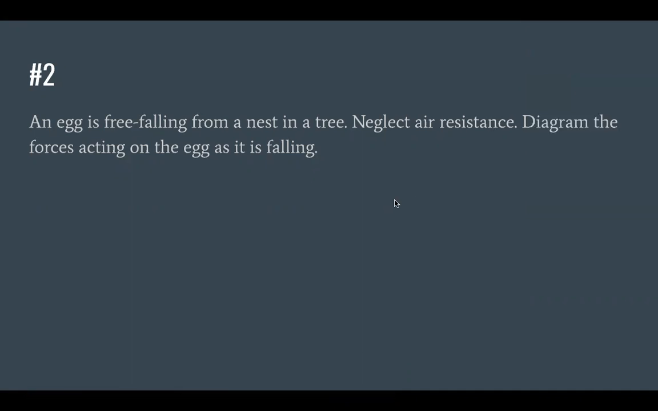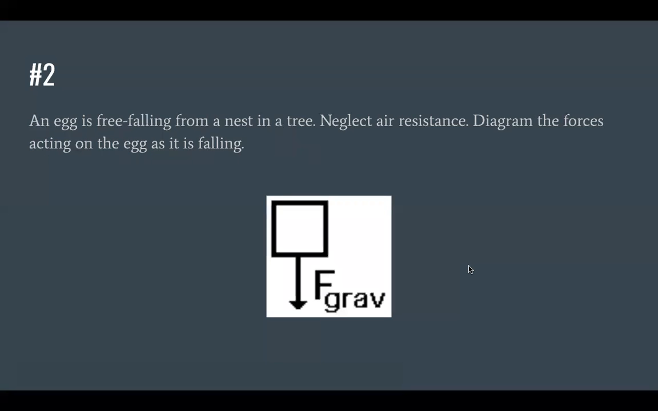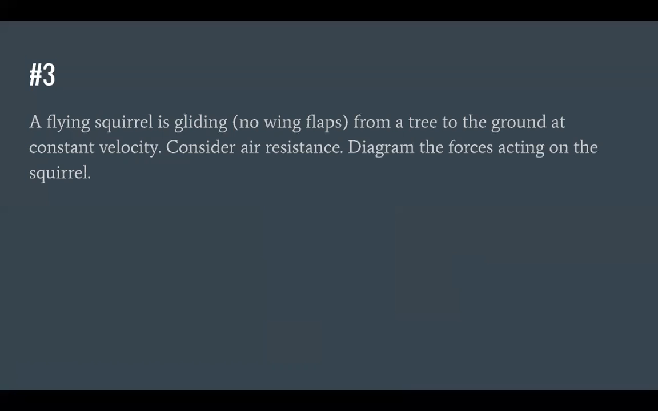Okay. All right. So it's a pretty simple diagram. It's just free falling, and since we don't care about drag, the only force that's actually showing up is gravity, and it's just going to be the force of gravity pulling it down. All right. A flying squirrel is gliding, meaning it's not flapping its wings, from a tree to the ground at constant velocity. Consider air resistance and diagram the forces acting on the squirrel.